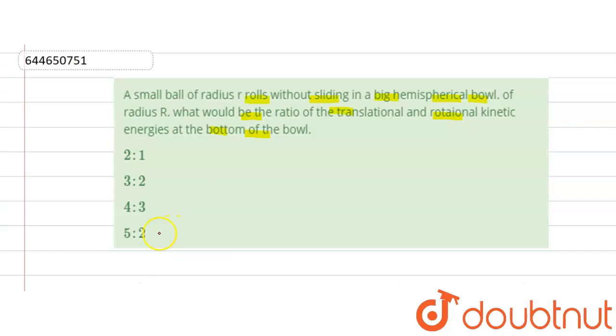Now we can check the option. The fourth option is the right one, 5/2. This is the solution to this question, guys.